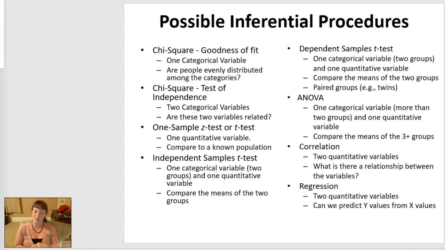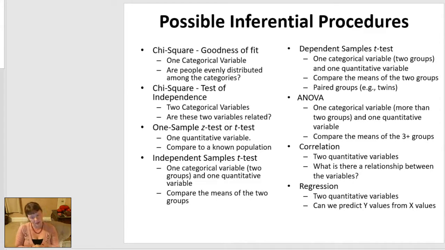The dependent samples t-test, you're going to have a categorical variable. You're going to have a quantitative variable, but you're going to be comparing the groups that are related to each other in some fashion. Paired groups, like the differences between older twins and younger twins, or the differences between brothers and sisters, or the differences between husbands and wives, mothers and daughters, that kind of thing. Or the differences between a single person's score on day one and a single person's score later on.